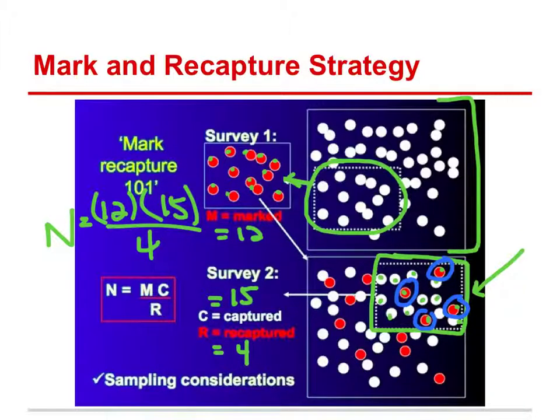After we perform some calculations here, we can ultimately calculate that our total estimated population size, N, is equal to about 45 turtles. All right, and so that's our estimated population, given our mark and recapture technique.